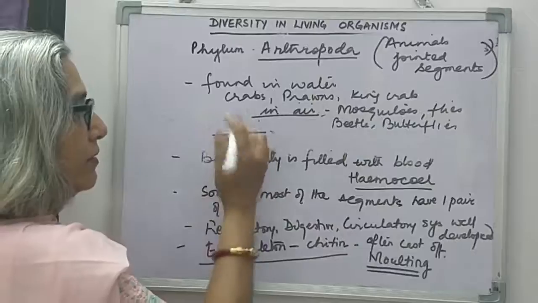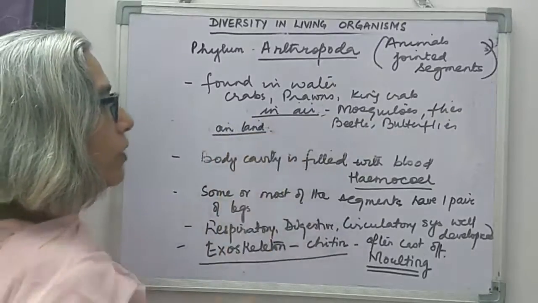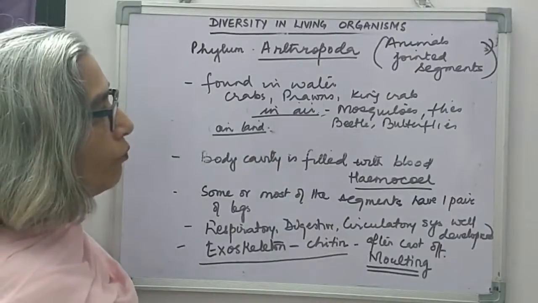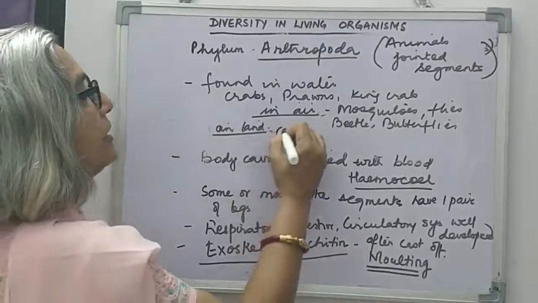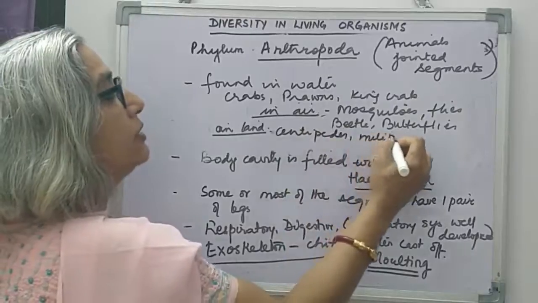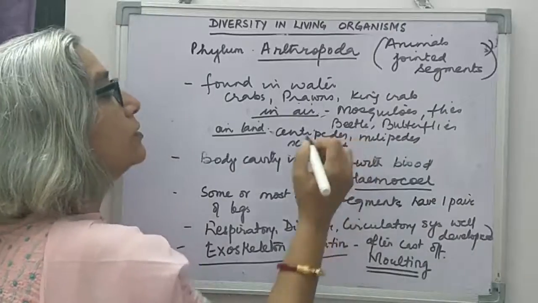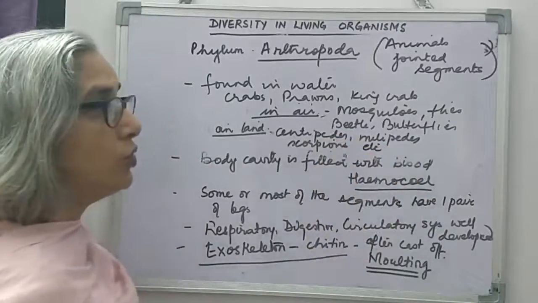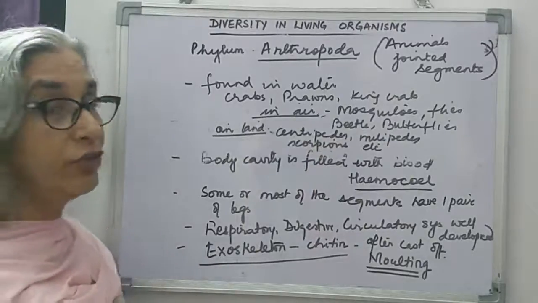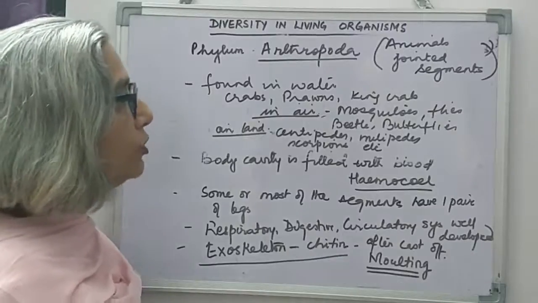And the ones that are found on land are the centipedes, the millipedes, scorpions, etc. So they are found in almost all kinds of habitats. So these were the important features of Arthropoda.